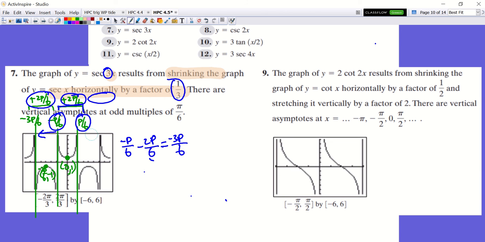And if you want to find out what this is, remember that's positive pi over 6, and you add 2 pi over 6, and you get 3 pi over 6 here as our vertical asymptotes. I'm just going to show you guys how we got these vertical asymptotes here. And that's it for number 7.